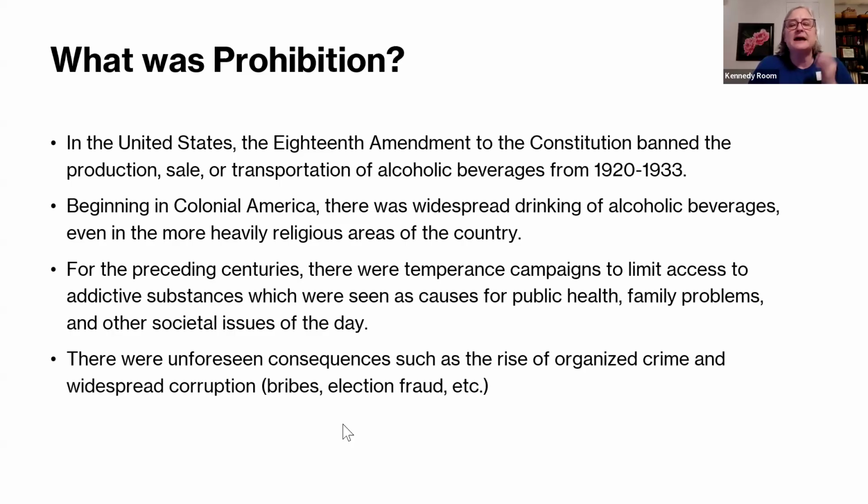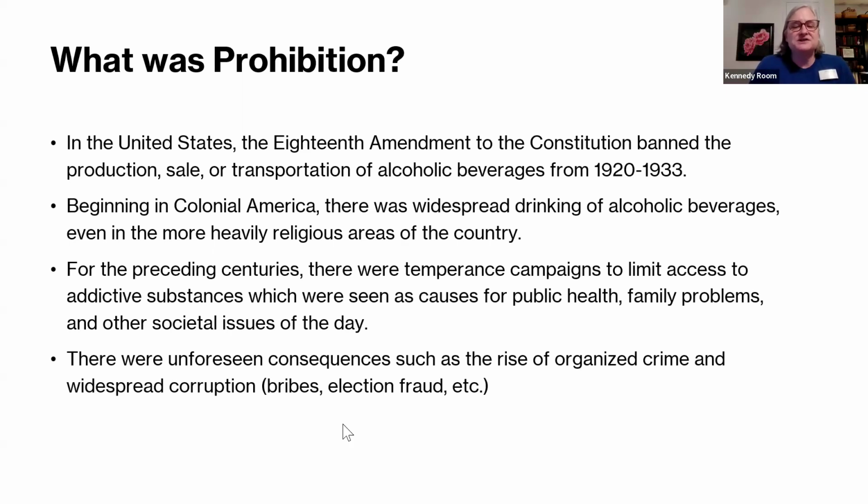So these temperance campaigns began in the 1700s, largely, to limit access to addictive substances, alcohol in particular, which were seen as causes for public health, family problems, and other societal issues of the day. Drunken brawls were a problem. Even in Puritan New England, drunk young men going out and firing shotguns into the sky killed a number of people because the bullets would go up and come back down and hit somebody. So, things like that, there were some problems.